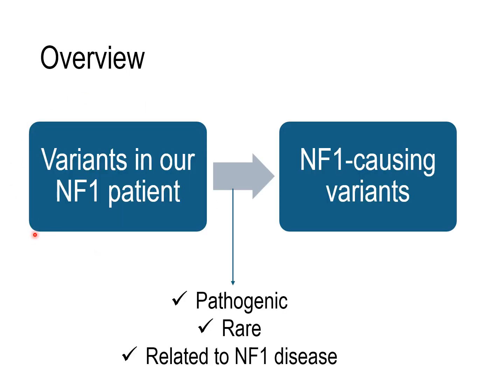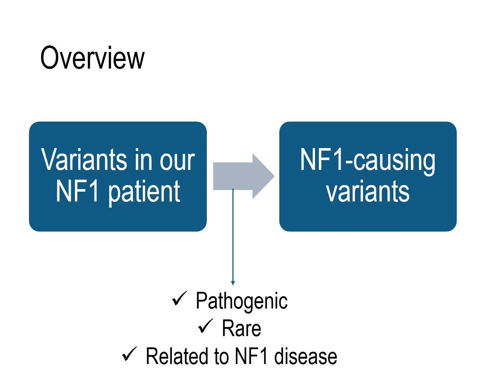In our previous video, I showed how I called genomic variants in our NF1 patient. Among 5 million variants, we searched for potential NF1 causing variants. We focused on three key properties: pathogenicity, rarity, and disease relevance. For pathogenicity, we used the ClinVar database for short variants and NF1 program for structural variants. For rarity, we checked the gnomAD database frequencies for short variants and 8 databases through NF1 for structural variants.